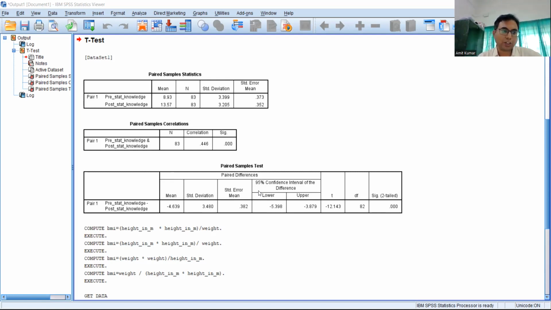There are two views. One is the variable view, one is the data view. Are both the views visible to all? No, sir. Only the T-test you can see. Okay, okay. Maybe there is a problem.